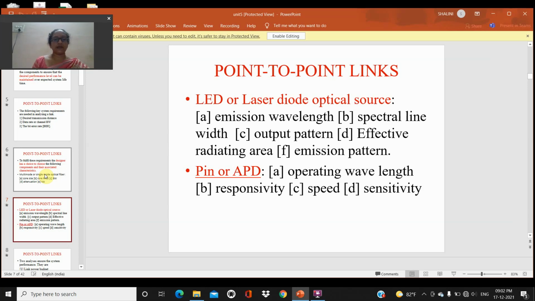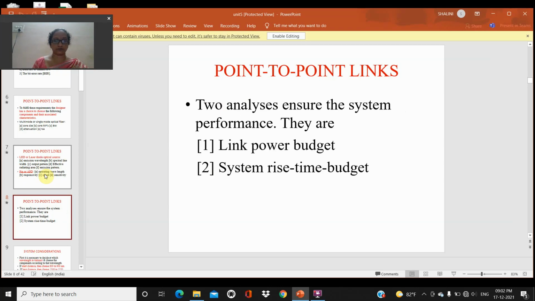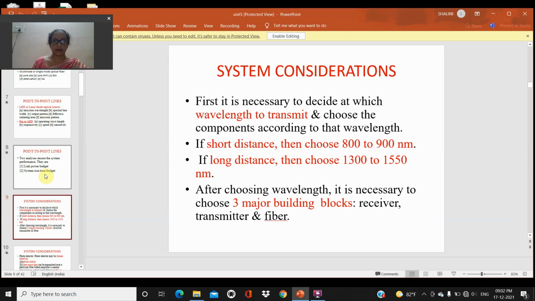What about the PIN or APDs? They are characterized by operating wavelength, responsivity, speed, and sensitivity. And for point to point links, two analyses ensure the system performance: the link power budget and the system rise time budget.